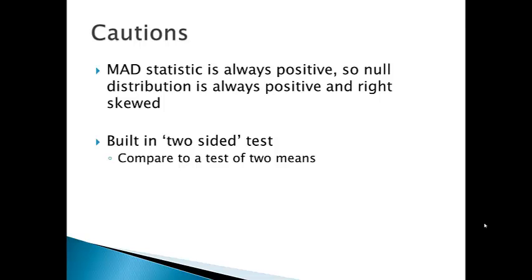So ultimately when we look for a p-value with a MAD statistic, we're only going to look in the upper tail, but even though we're only looking in the upper tail, it's like a two-sided test because we're looking for any size difference. We'll see that more in other learning goal videos.